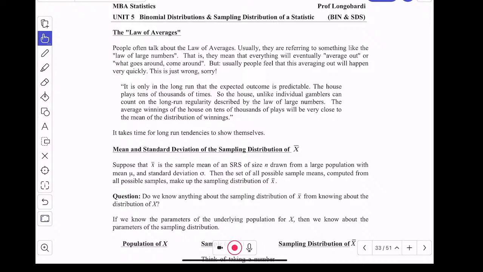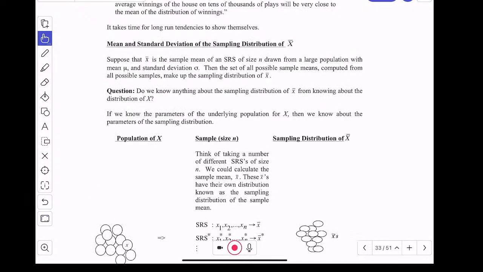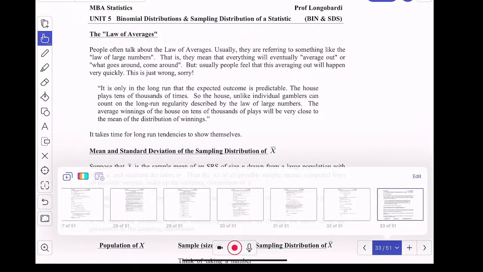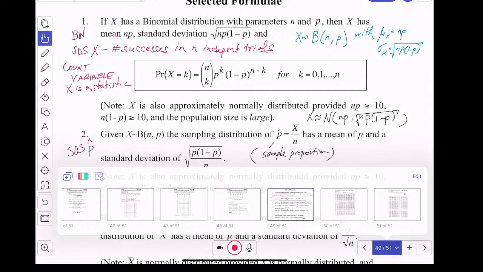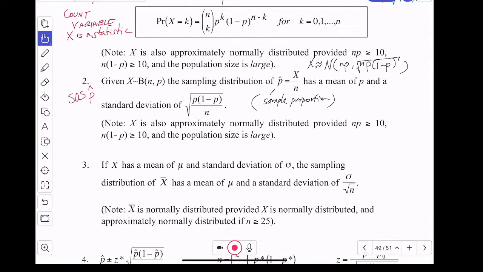Page 33. Or actually, I think it's page 31, but I guess because I have extra pages I generated, I'm not sure. So we are now on number 3. Now I didn't write anything about the continuity correction factor here.